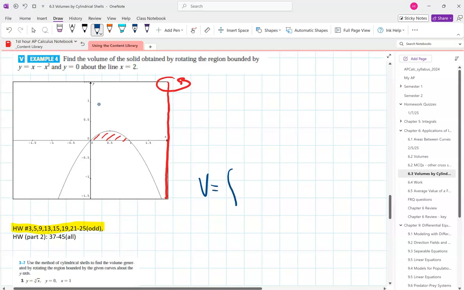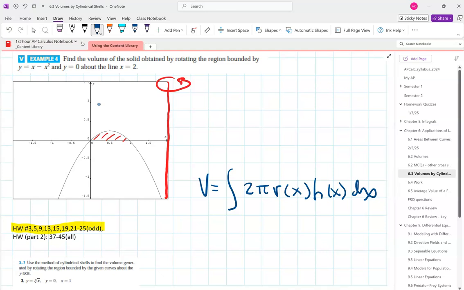So our formula is basically 2 pi r h, and I'm going to write this as r of x and h of x because r and h are typically going to be functions, right? Because my axis of rotation is vertical, it tells me I'm going to be integrating along the horizontal, so this should be with respect to x. What I need to sort out right away is a function to represent that r of x and a function to represent that h of x.